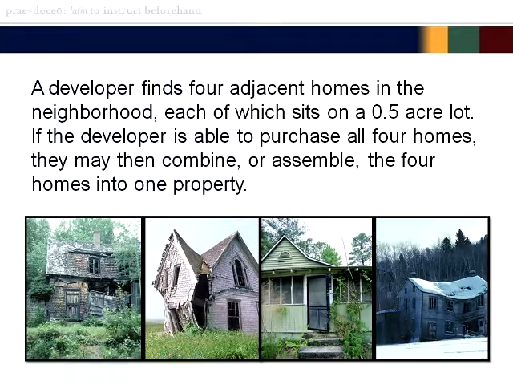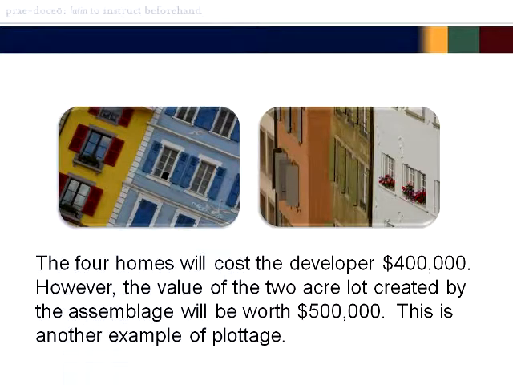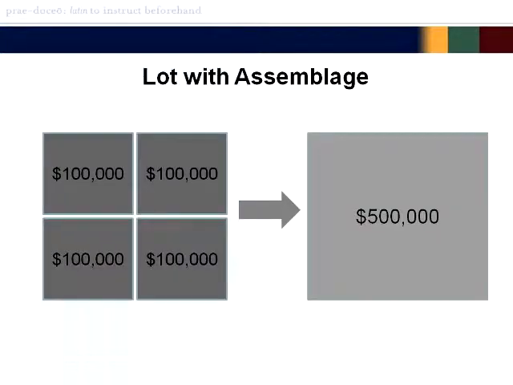A developer finds 4 adjacent homes in a neighborhood, each of which sits on a 1/2-acre lot. If the developer is able to purchase all 4 homes, they may then combine or assemble the 4 homes into one property. The 4 homes cost the developer $400,000. However, the value of the 2-acre lot created by the assemblage will be worth $500,000. This is another example of plottage.